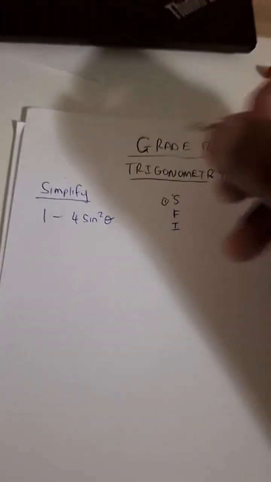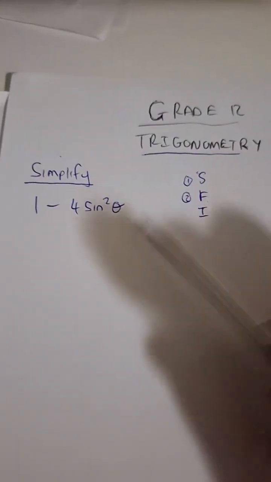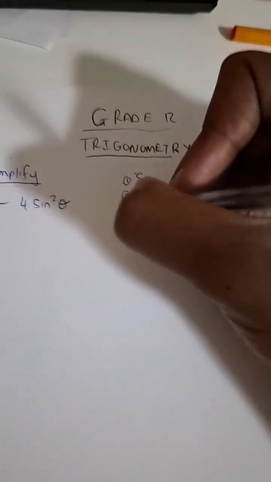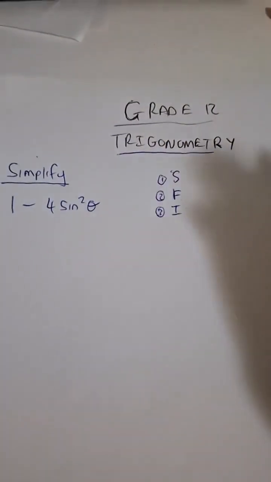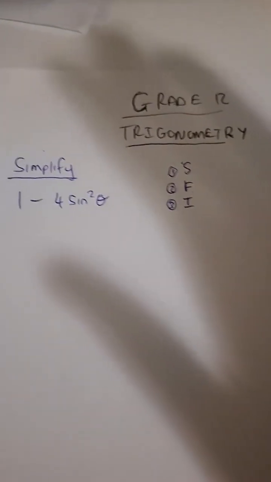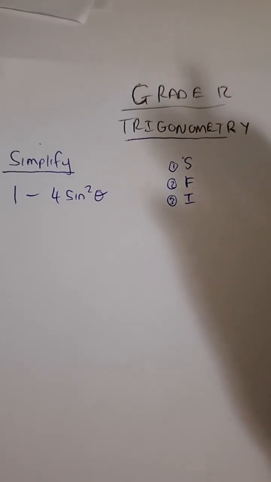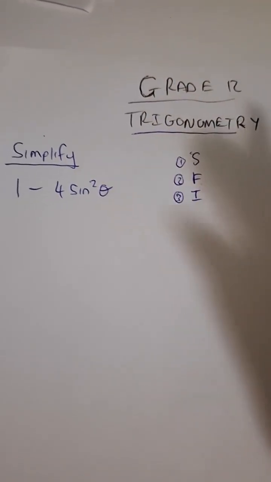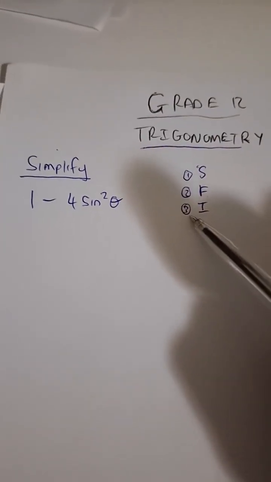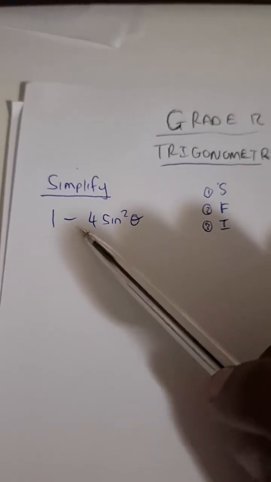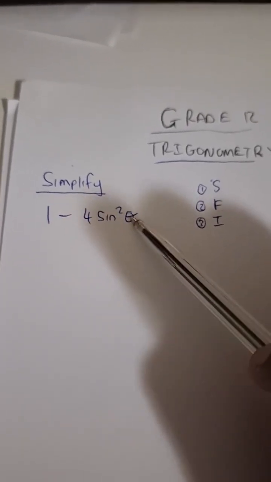But if not, then you can look at your second option, factorization. Can you perhaps factorize this expression? If not, then you need to look at your identities. By identities, you look at your square identity from grade 11, your quotient identity from grade 11 as well, or your double angle or compound angle identities. Okay, so when I look at this, I'm like, 1 minus 4 sine squared theta.